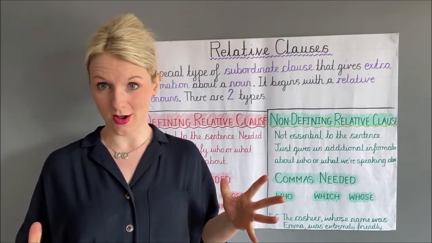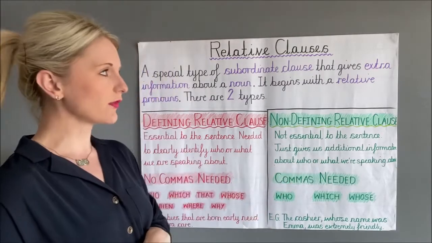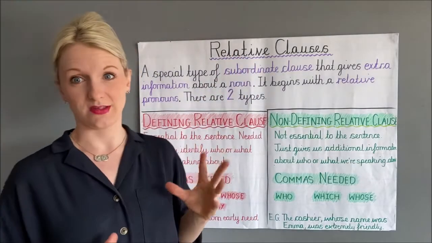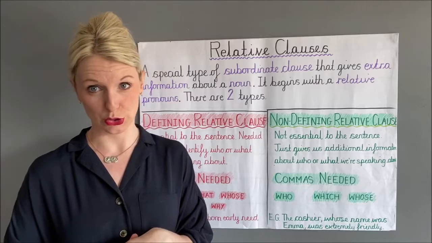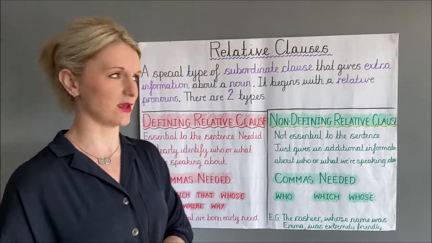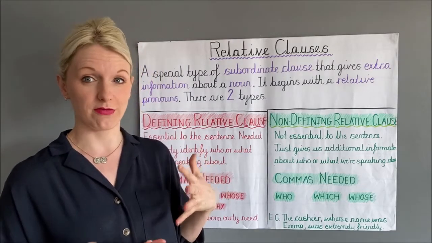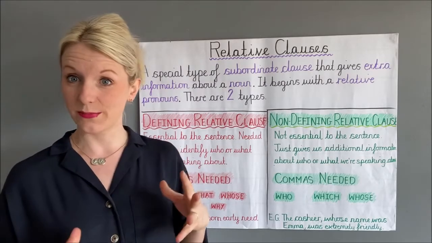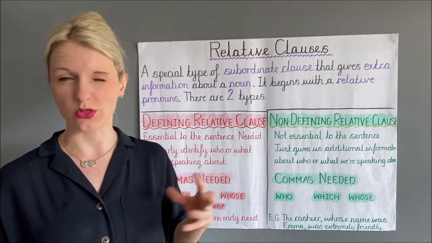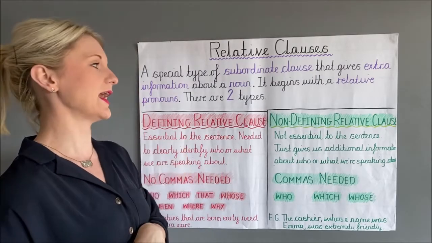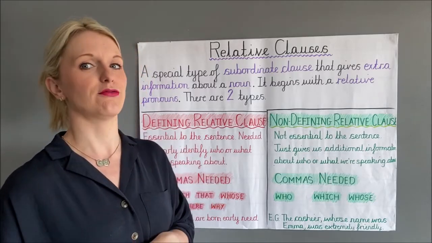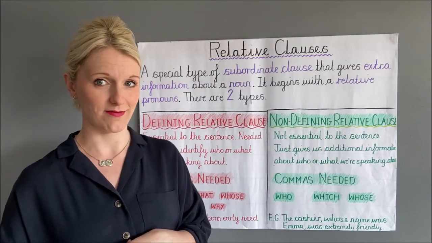So we're going to start at the beginning very briefly to explain what is a relative clause, to jog our memories. Now, a relative clause is a special type of subordinate clause, so that's a clause that can't stand on its own, that gives us extra information about a noun in our sentence. They always begin with a relative pronoun, although sometimes we miss it out when we're speaking. And there are two types. And this is the new bit of information for when you move up to Year 5 and 6.